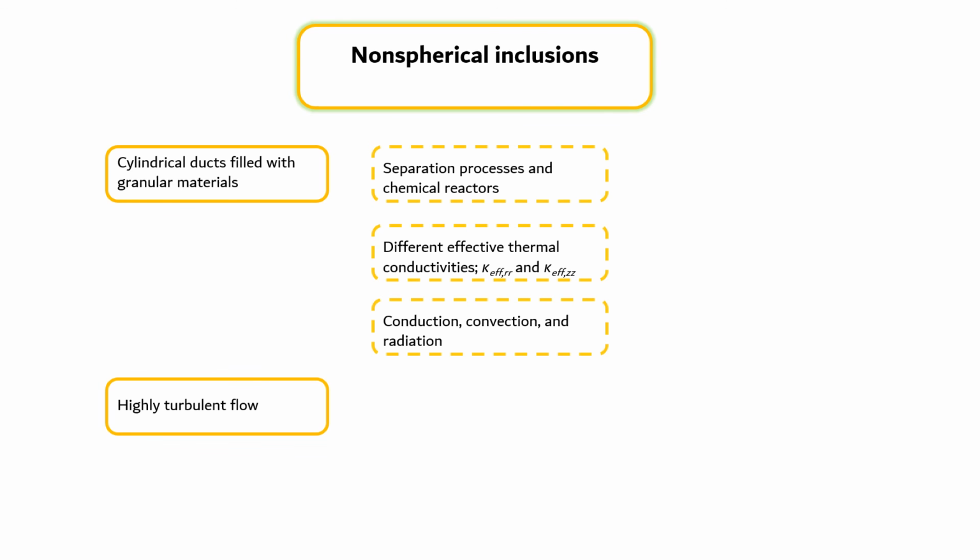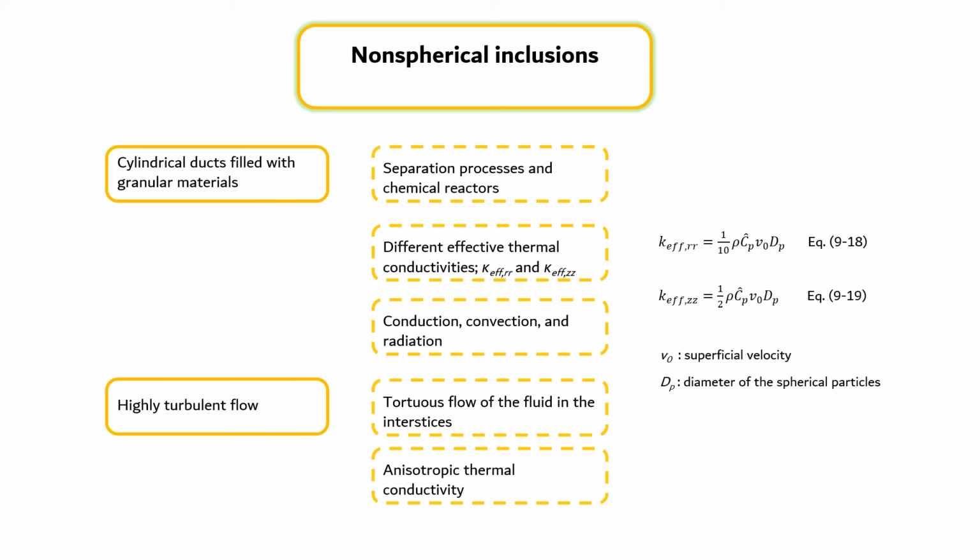For highly turbulent flow, the energy is transported primarily by the tortuous flow of the fluid in the interstices of the granular materials. This gives rise to a highly anisotropic thermal conductivity. For a bed of uniform spheres, the radial and axial components can be approximated by equation 9.18 and equation 9.19. These simplified relations hold for Reynolds number greater than 200.